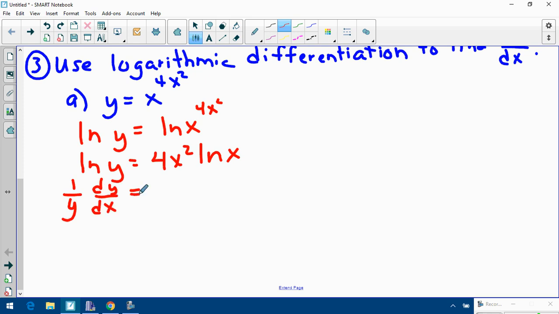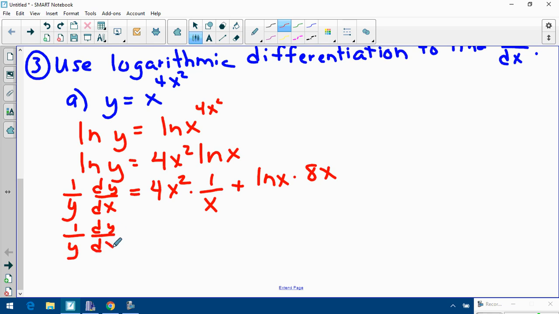And that's going to equal, what do I have to use over here? Product rule. So first times derivative of the second plus the second times the derivative of the first. Can clean this up a little bit. We get 1 over y dy dx equals, that's going to cancel with one of those, so just 4x plus 8x ln of x.